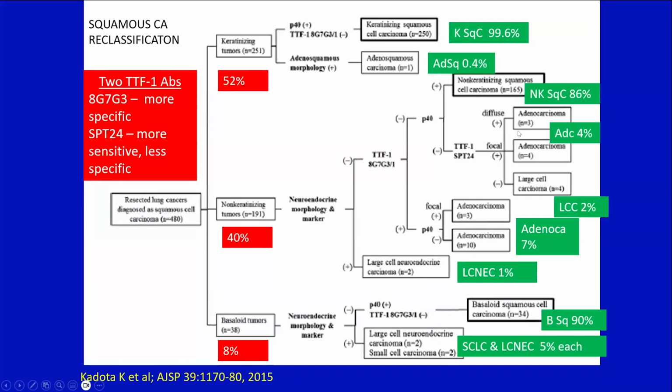And what I would like to point out is that, of course, we're more confident when we have the DAKO antibody, the more specific 8G7G3 antibody, showing adenocarcinoma. But in fact, some of those tumors that were negative for that antibody were positive for the SPT24. So we were able to find 4% of the tumors were changed to adenocarcinoma using the SPT24, but 7% with the DAKO antibody. In the basaloid carcinomas, we had the ability to show emergence of large cell neuroendocrine and small cell carcinoma in 2 cases each.